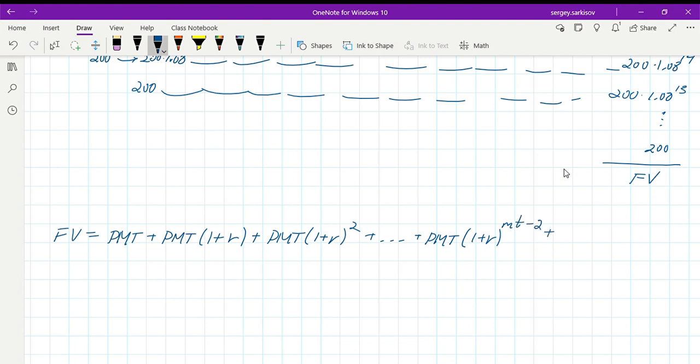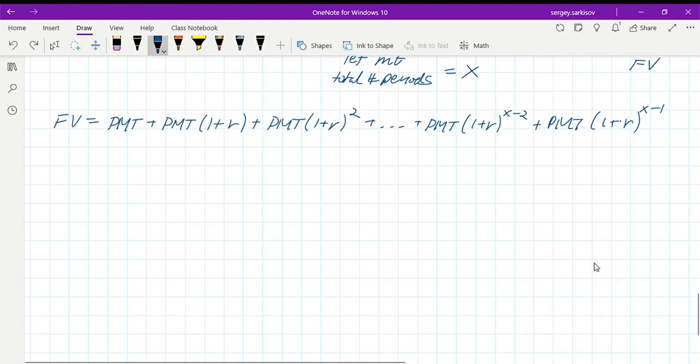Minus 2. And finally, let MT be the total number of periods, equal to, let's call it X. So this is going to be X minus 2, and that's a 14, right? And then this is plus PMT times 1 plus R to the 15, which is that 16 minus 1. You have one less, because after 1 month, going from 1 to 16, there are 15 accumulations, not 16, because you started accumulating after 1 month.